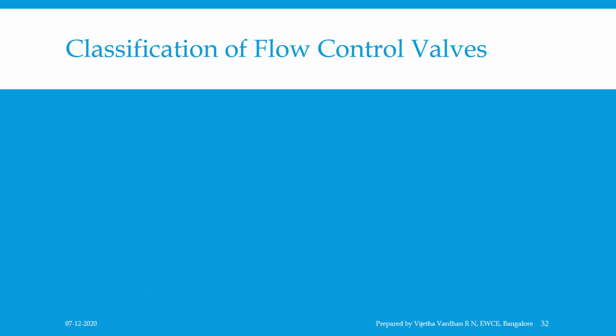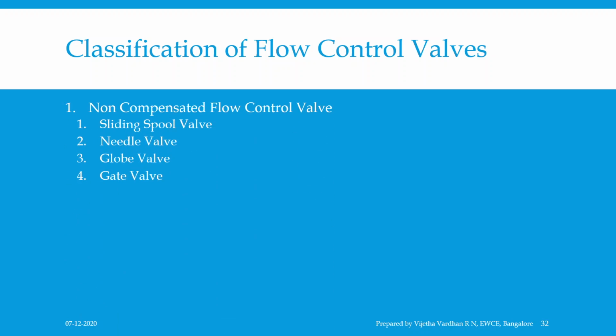Now, let us understand the classification of flow control valves. Flow control valves are broadly classified into two types. They are non-compensated flow control valve and compensated flow control valve. Non-compensated flow control valves do not compensate for the variation of flow rate due to either pressure or temperature.